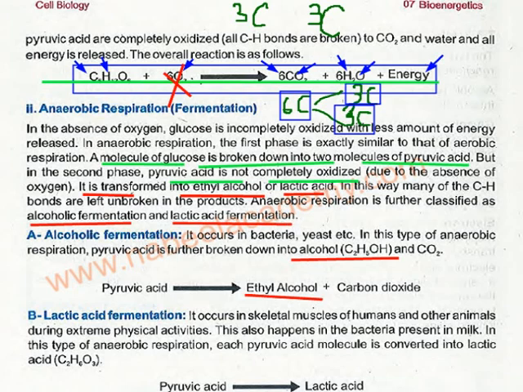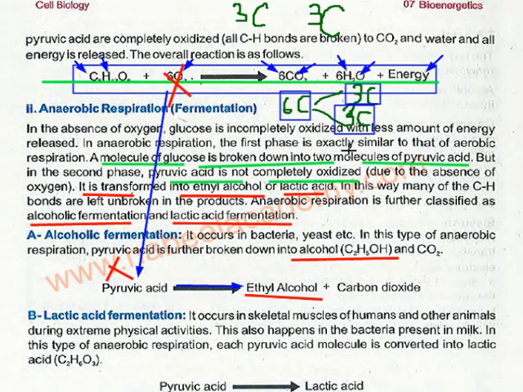So there are again two types of anaerobic respiration. See, the first step is the same. Remember, one glucose molecule will change into 2 pyruvic acid molecules, and this pyruvic acid will be converted into ethyl alcohol and carbon dioxide. Why alcohol? Because oxygen is not present here. Understand? Oxygen is not present here. That is why ethyl alcohol is produced and the carbon bonds are not broken completely.